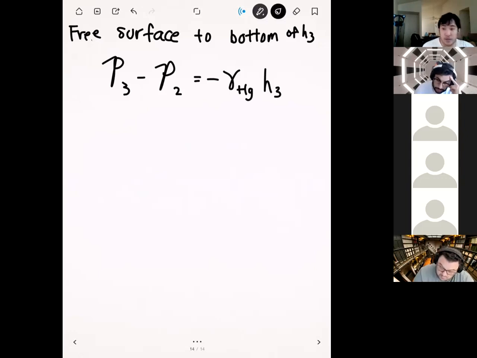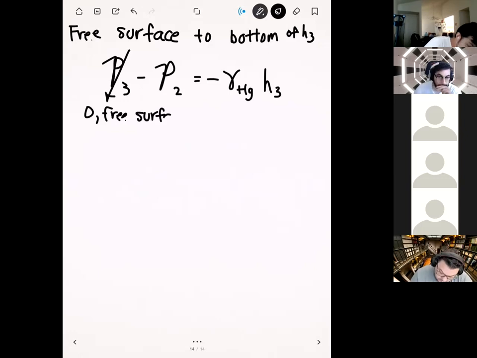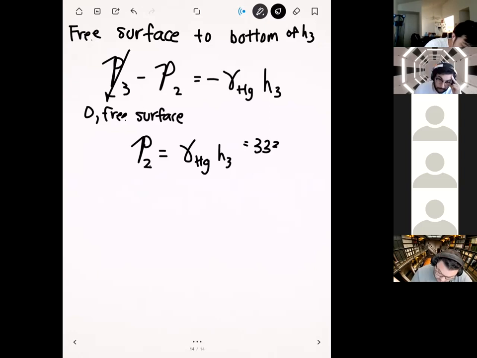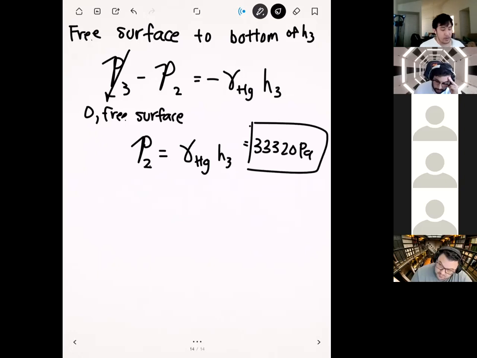Since we know that location 3 is at the free surface, we can set P3 equal to 0. And so what we get is P2 is equal to gamma Hg times H3. We plug in the numbers, and this is 33,320 Pascal. And so that's the pressure at the bottom of H3 in our diagram.